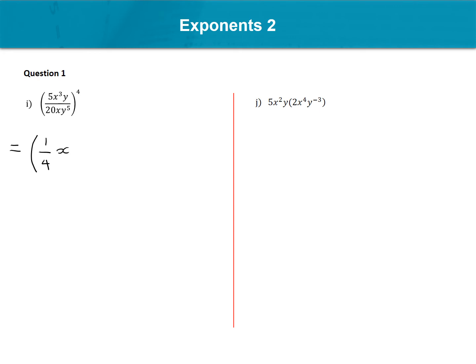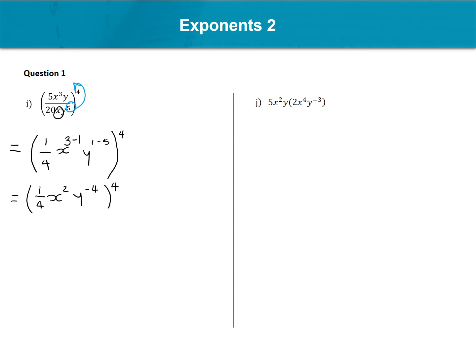X to the power of 3. And then we have an x at the bottom here. So when we move that up, it becomes minus 1. Then we have y to the power of 1. And we have this 5 that we need to bring up. So that becomes minus 5. And this is all still raised to the power of 4. So we end up with 1 over 4, x to the 2, y to the minus 4.